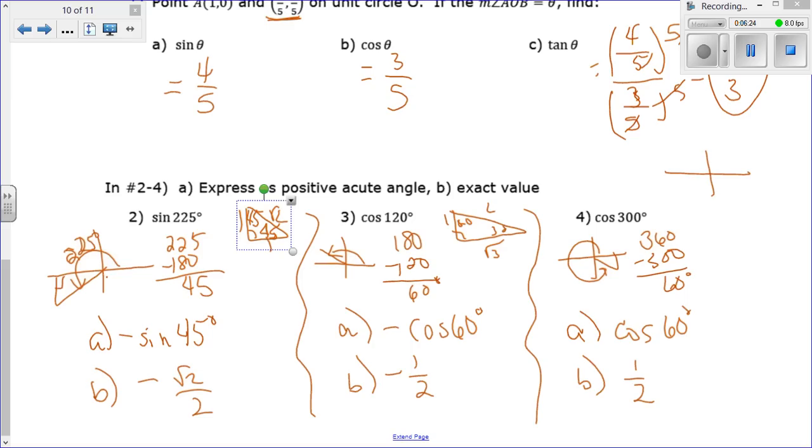Okay, in case you don't remember how I remember what's positive and what's negative, it's All Students Take Calculus.